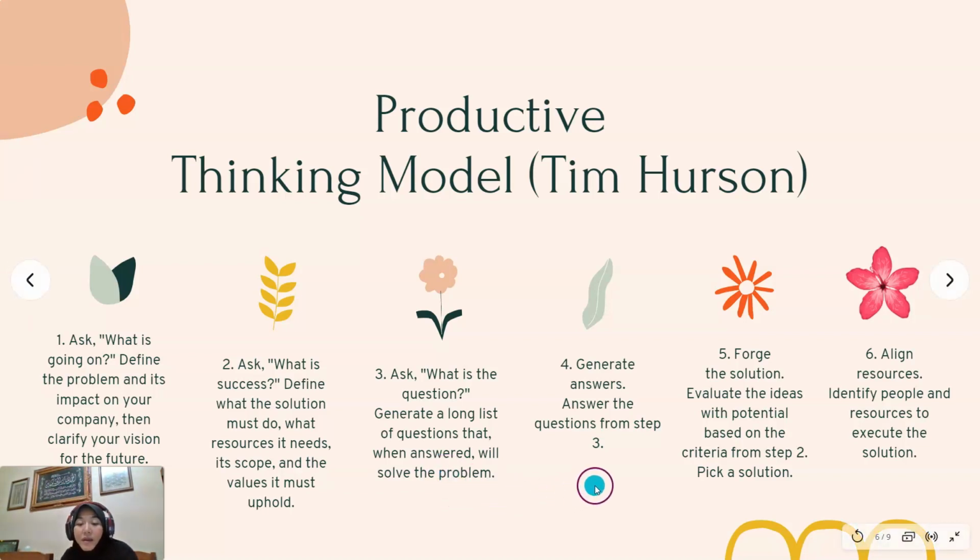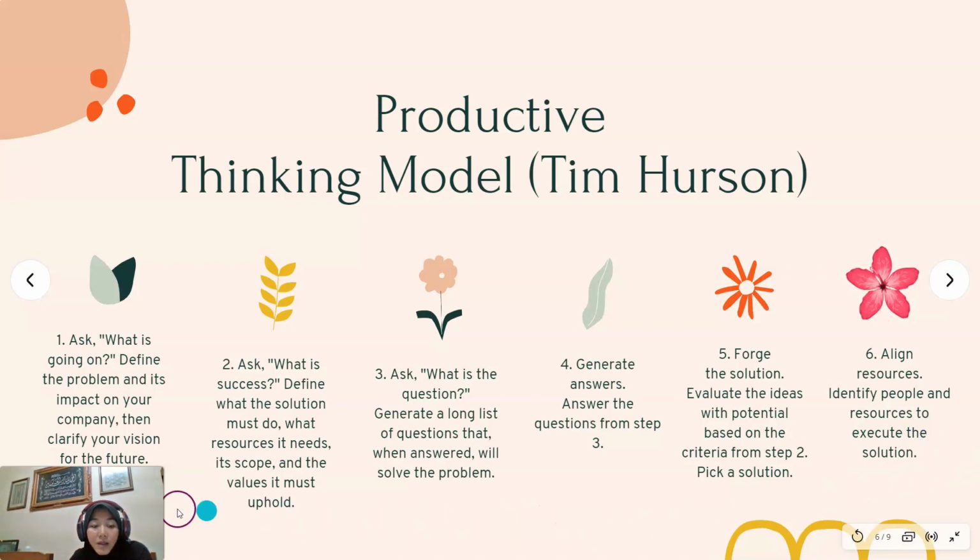After that, you will generate answers from the list of questions you have listed in step number 3. Number 5, you forge the solution, evaluate the ideas with potential based on the criteria from step number 2. Then you pick the solution. And number 6, you align the resources, identify people and resources to execute the solution.